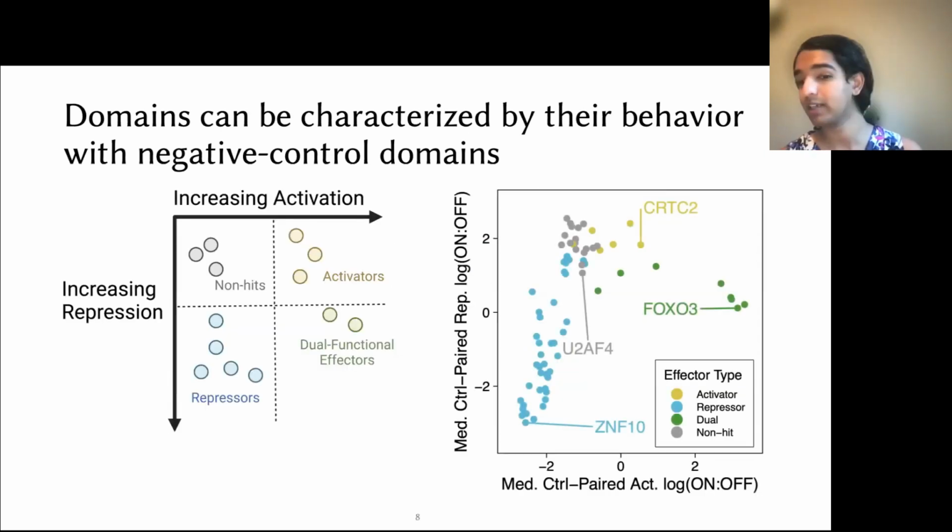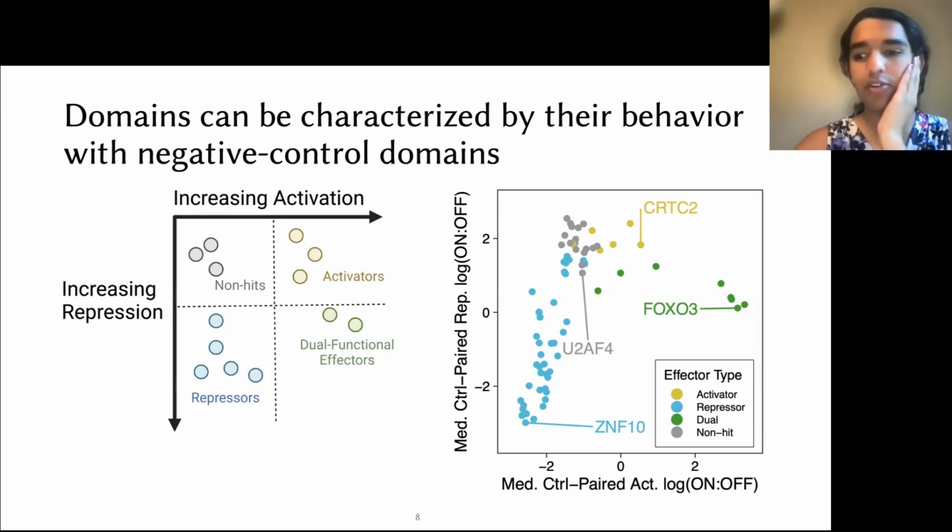If you build this plot looking at how each of our effector domains works, either as an activator or a repressor, a non-functional domain, or a dual functional domain, you get a plot that looks something like this, where you have this nice long line of repressors on the left and some activators on the top. Intriguingly, a lot of our strongest activating domains were dual functional domains. The classic example of this was the FOXO3 transcriptional activating domain, which also worked as a fairly reasonable, albeit weak, repressor in our hands as well.